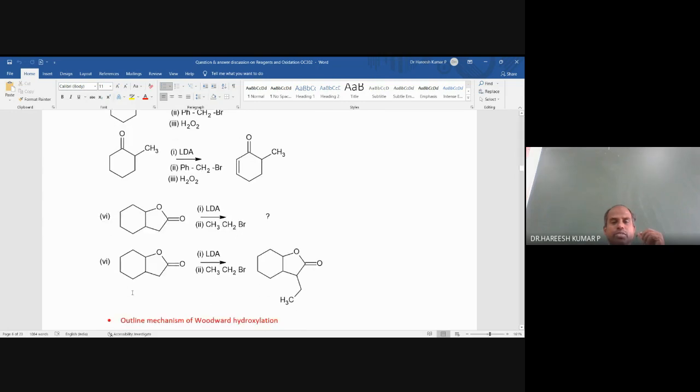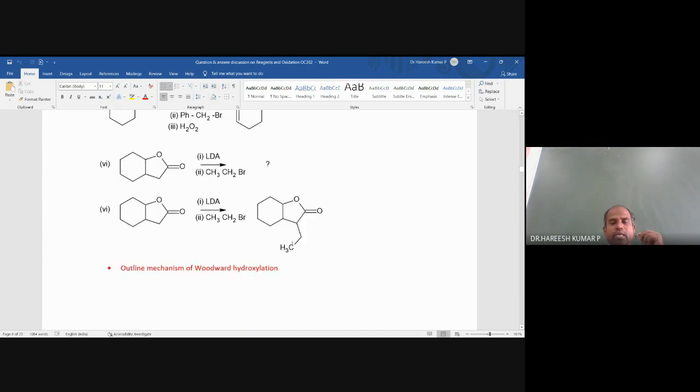Okay, so similarly, what you can observe, this is a lactone. This carbon is called the enolic carbon. This proton is called the enolic proton. This proton, when it is treated with LDA, forms an anion. That anion reacts with this electrophile. Br will go out, and this is how a product is obtained. So now I will take up one more question.